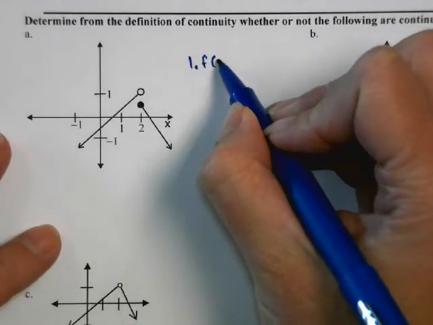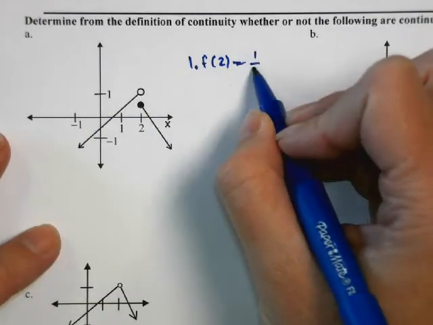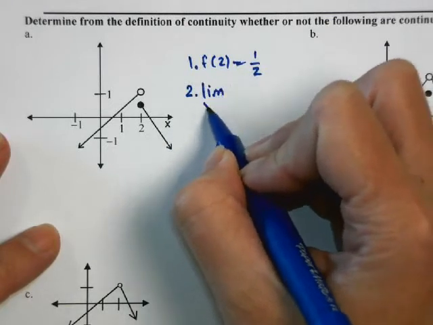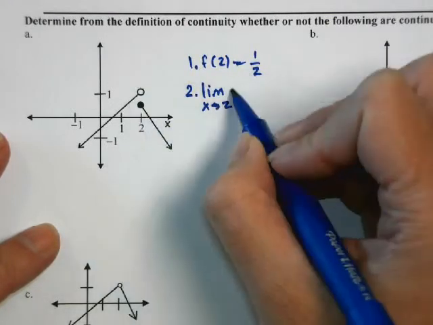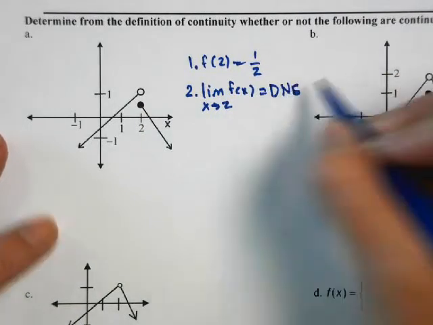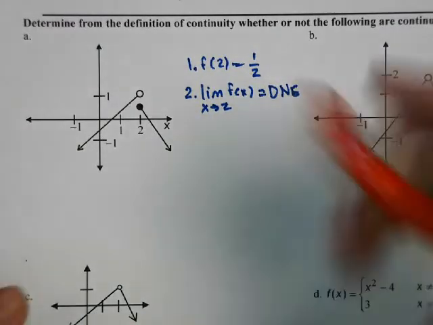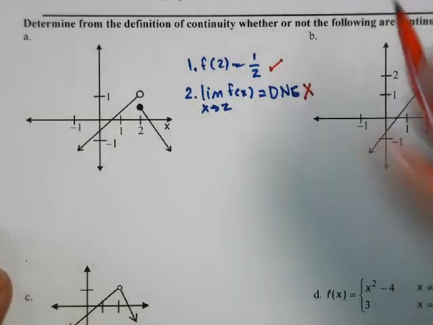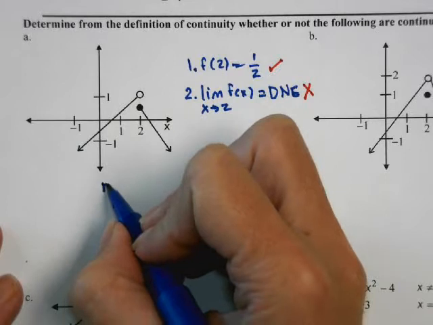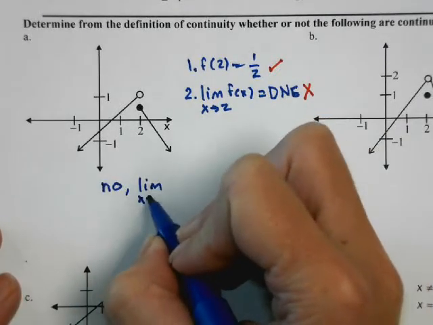So does f(2), because we're looking at all these at 2, f(2) exist? That's about 1/2. The limit as x approaches 2 does not exist because it's not going to the same thing from both directions. So it passes the first part, but it fails this. So this is not continuous because the limit does not exist.